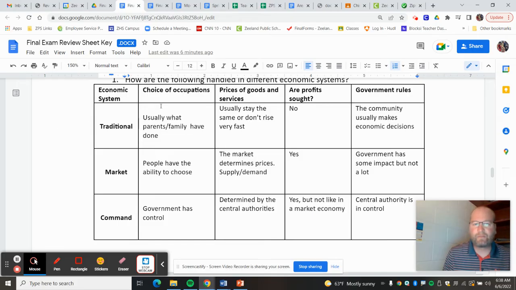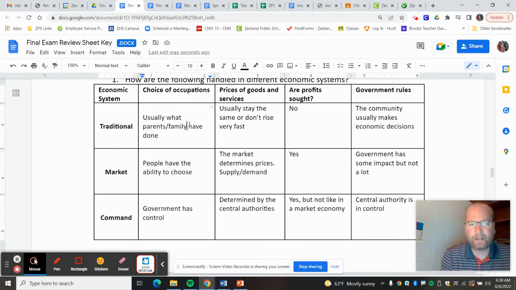Let's start with traditional. In terms of choice of occupations, like what kind of jobs do people have or what do they get? It's usually like what their parents did or what their family has done in the past. That's usually the type of job that people have. So if your parents were farmers, you're probably going to be a farmer. If someone in your family was a seamstress, well, someone in your family is probably going to be a seamstress. Prices of goods and services, they usually typically stay the same. Sometimes there's more just trade and barter going on in traditional economies.